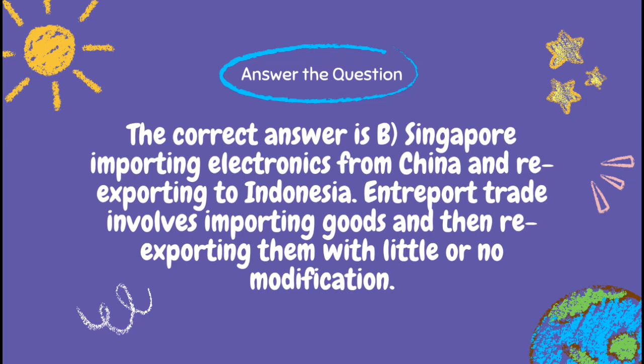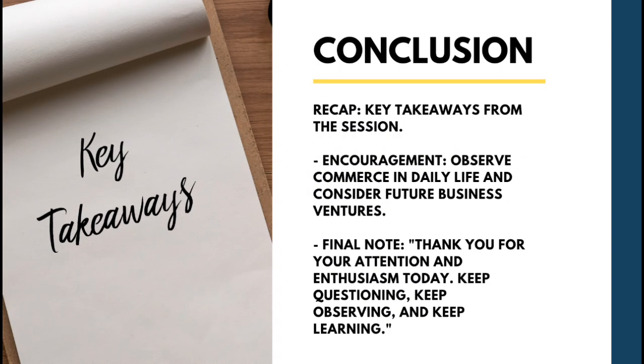Entrepot trade involves importing goods and then re-exporting them with little or no modifications. Let's quickly run down through the summary of what we have done in today's lesson. We have explored foreign trade, understanding its types, imports, exports, and entrepot. We have also dived into crucial concepts such as terms of trade, balance of trade, and balance of payments. Remember the difference between visible and invisible items and the concept of bilateral and multilateral agreements.